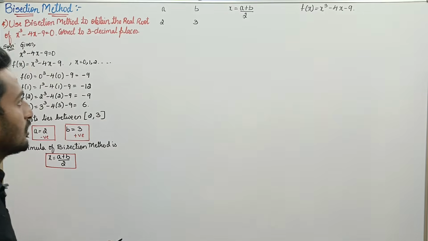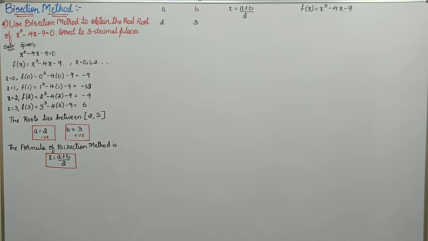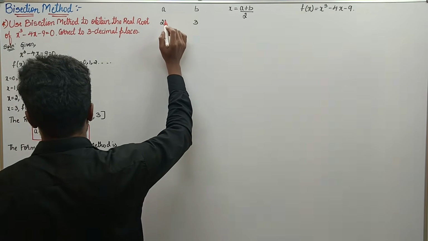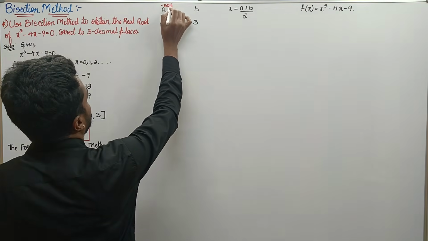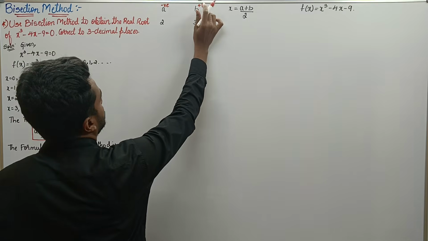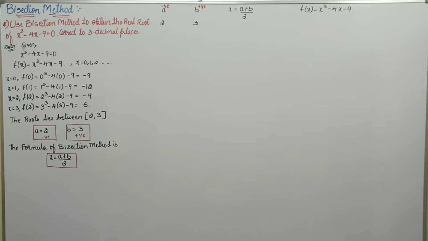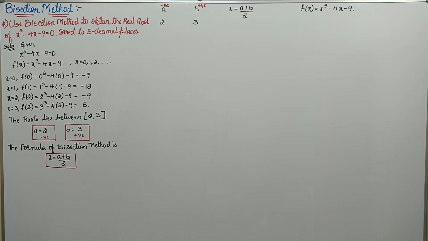Got the point? Now how? Let us see. Before that, represent the value of a and b. What is the sign? a is negative and b is positive. b represents the positive term. Now after representing a and b, take your calculator.